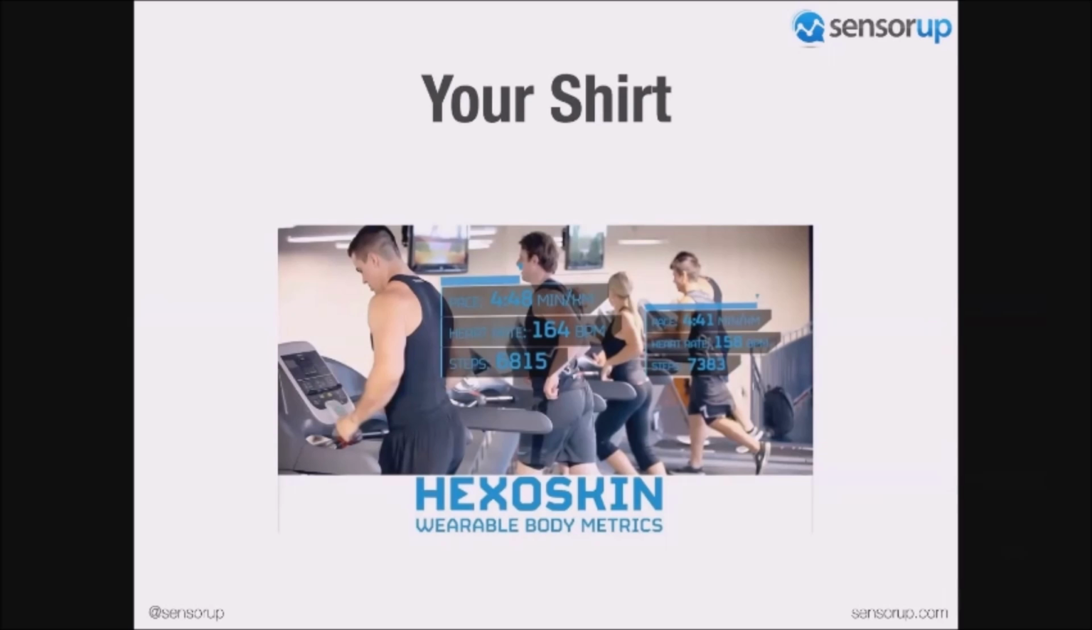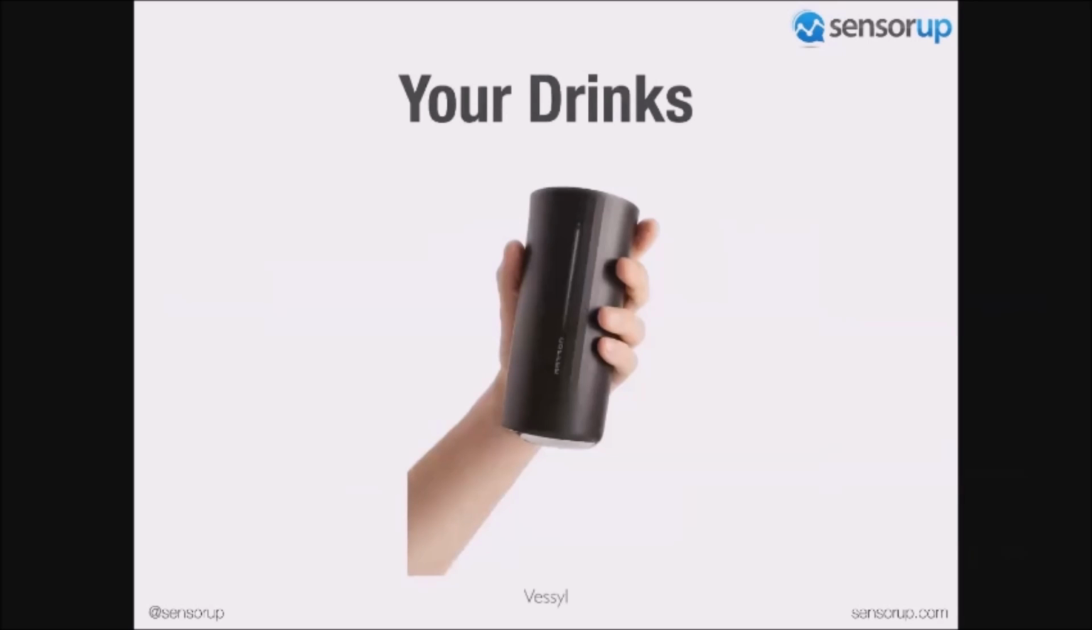This is a smart shirt, so your shirt is connected to the internet. This is Hexoskin, and you can buy it on bestbuy.ca actually. Even your drinks are connected to the internet. This is from a company called Vessel. It costs about $79. It can tell you are drinking a Coke or a Pepsi, and if you need to drink more water, it tells you.